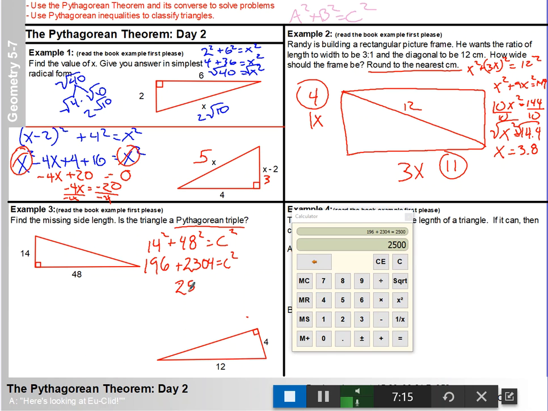So we get 2,500 is equal to c squared. Now this is a perfect square, because when I square root it, I get 50. That's what I get. So is this a Pythagorean triple? Yes, it is. But wait.